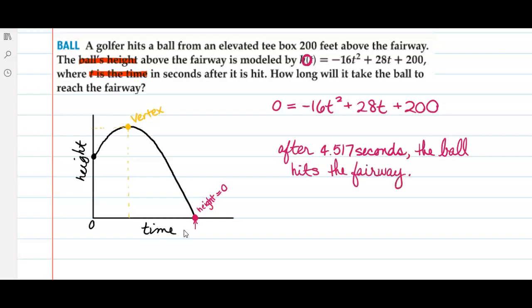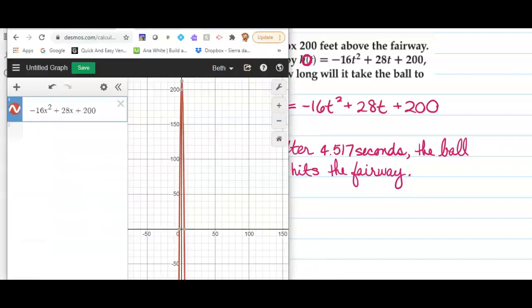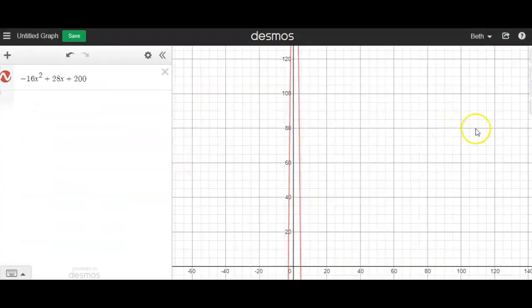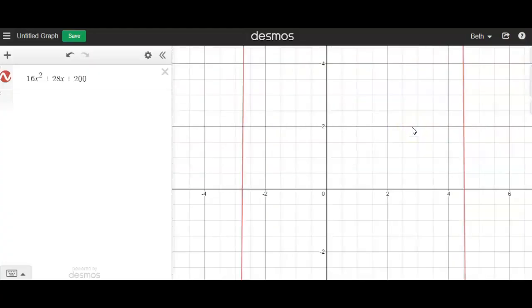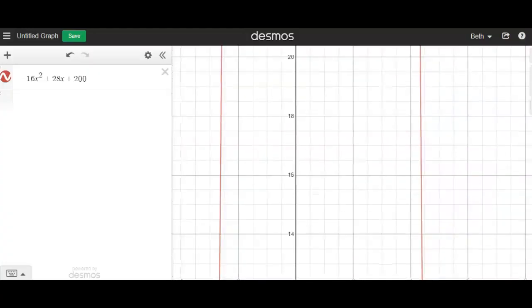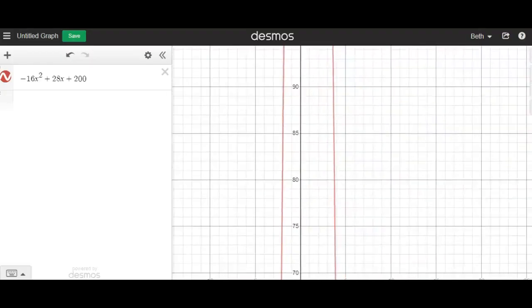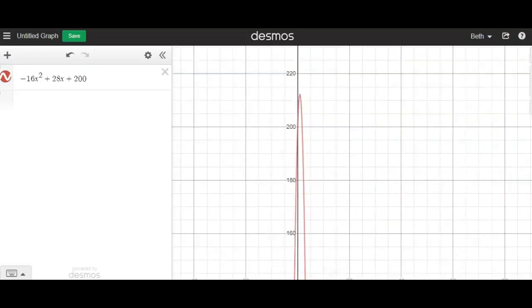Now sometimes it'll ask, what's the highest the ball gets from the ground? Well, the highest is going to be the highest height. That happens at the y value of our vertex. So looking back at our graph, where's our vertex? Zoom out a little bit. Scroll up till we can find our vertex. You know, it's pretty high up. There it is. And if we just touch on it, it'll tell us that the height.